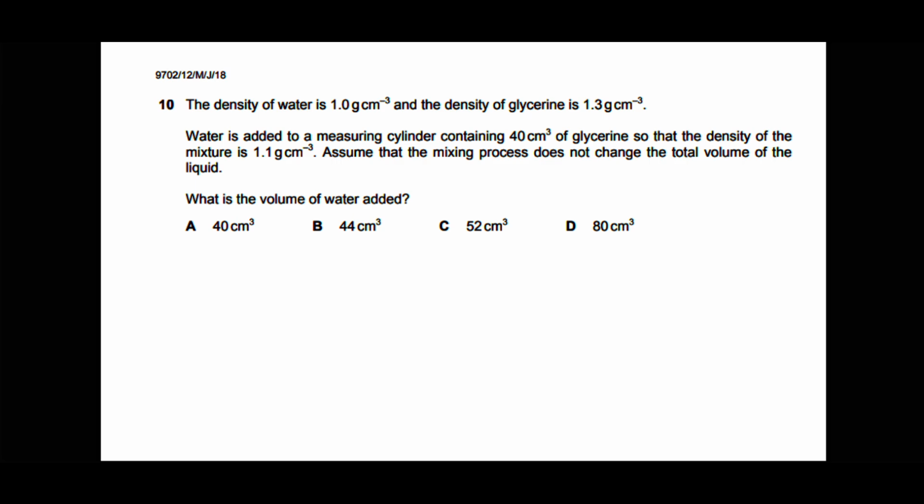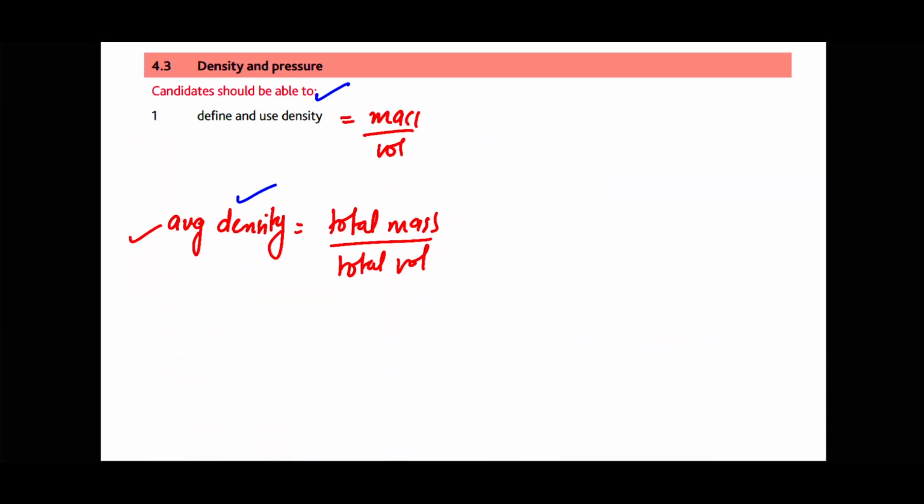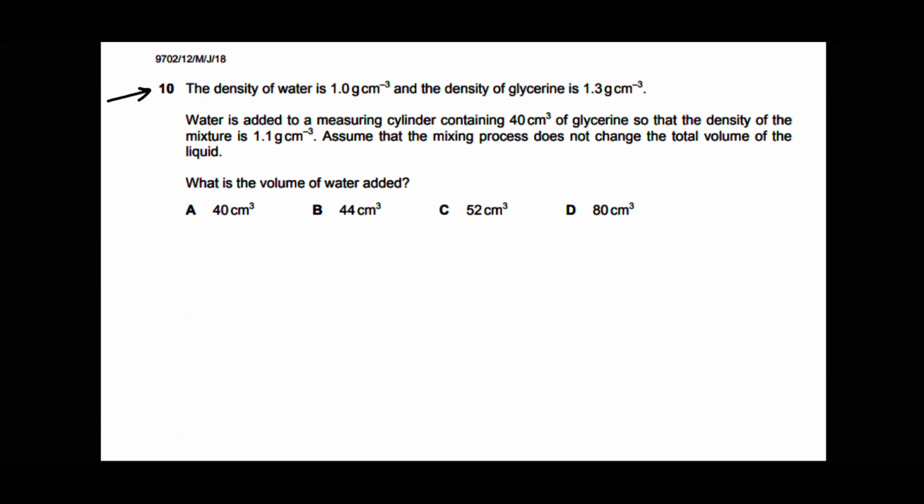This is the question that we generally see, and you will find this many, many times over. And this is the formula that is used to solve this type of question. So here we have a mixture of water and glycerine. They don't mix together. It says that some water is added to the measuring cylinder, and its volume was 40 for glycerine. And the density of the mixture is 1.1. So the average density is 1.1.